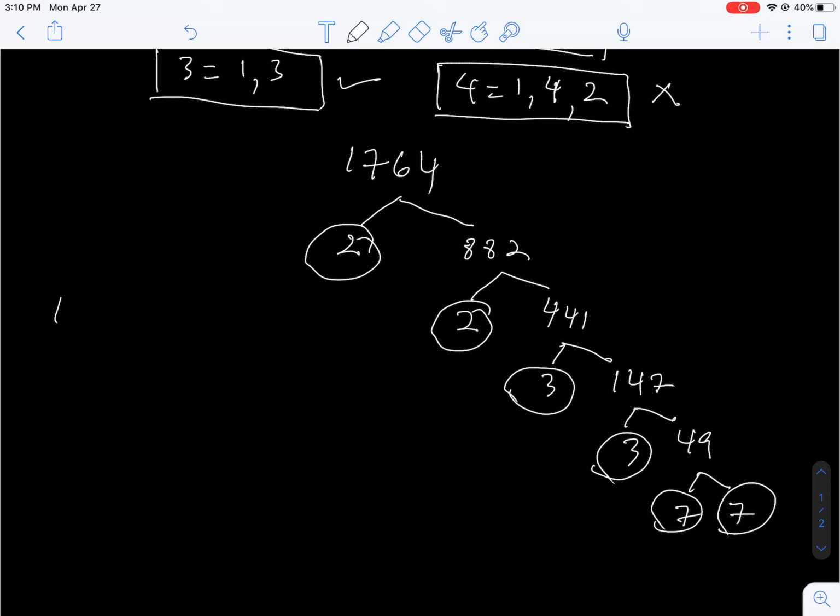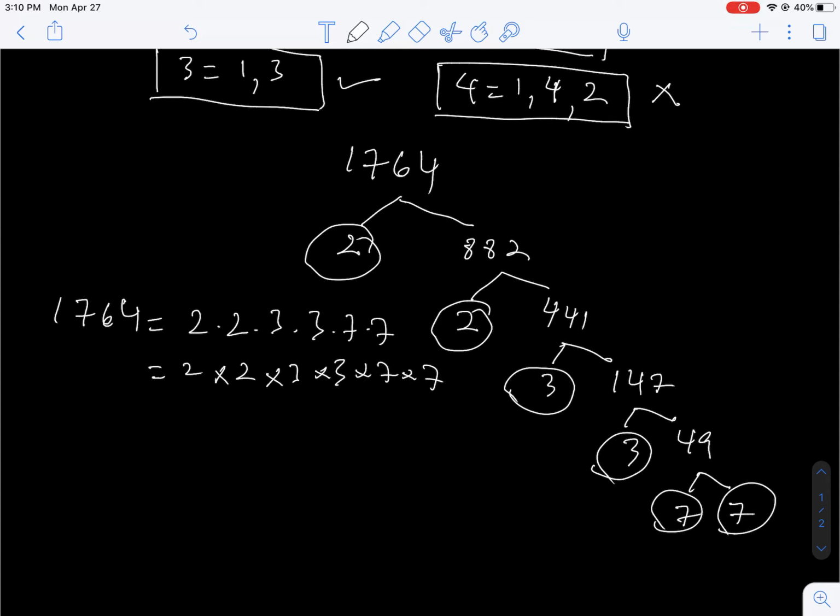So you'll say 1764 equals 2, 2, 3, there's another 3, there is a 7, there is a 7. You can also write this in exponent form, it doesn't change anything. If the question is to write this number as a product of its prime factors, you can write it in this format.